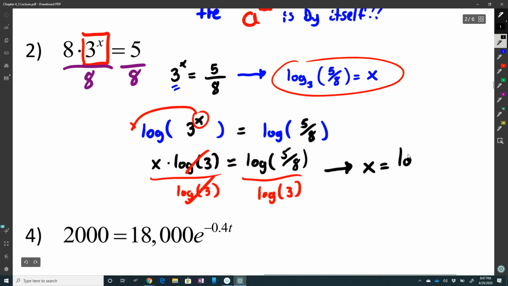So x equals log of 5/8. And you can leave it like that. You don't have to be a hero. Just, if they say round to the nearest decimal place, then they want you to type this in the calculator.